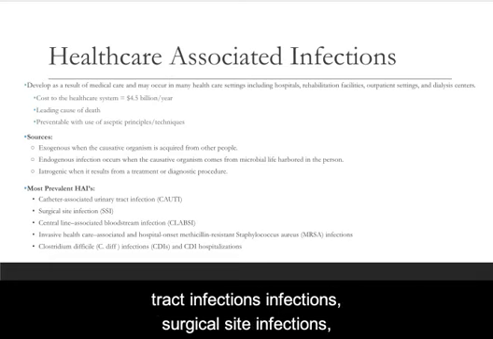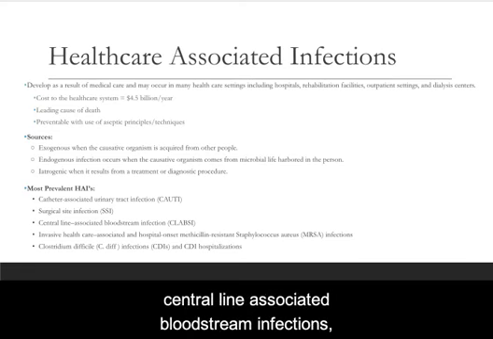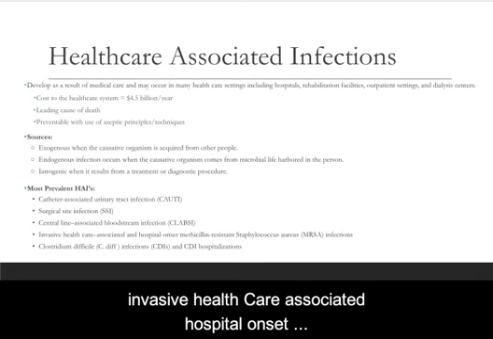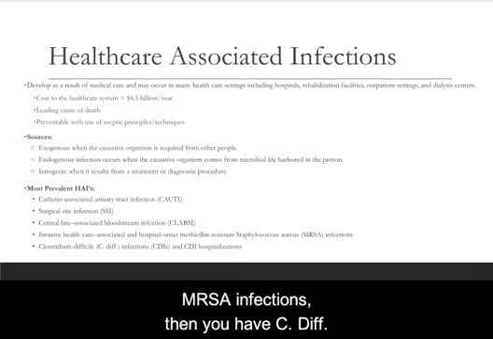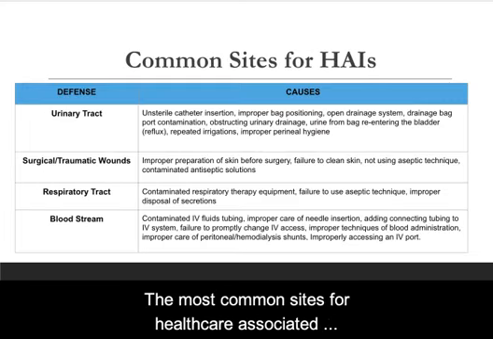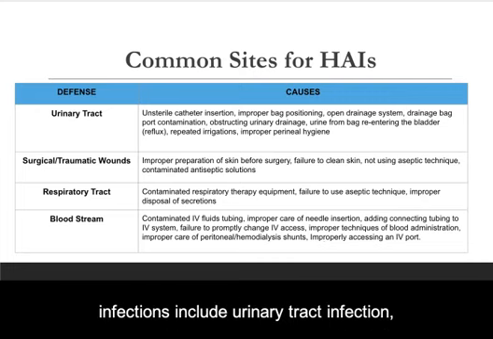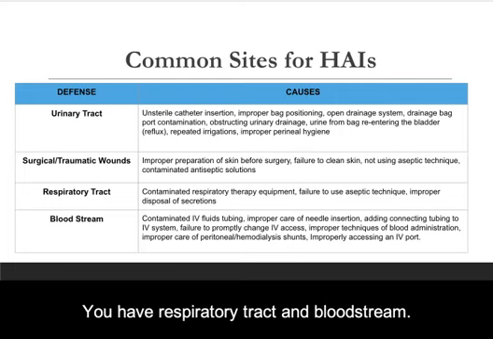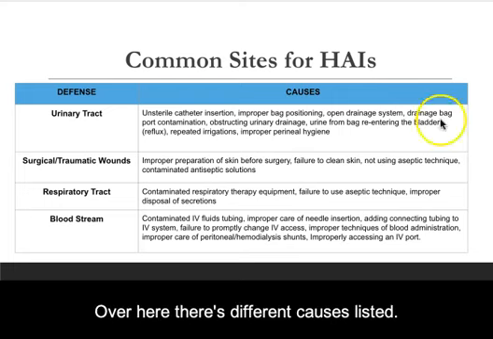So the most common healthcare associated infections are catheter associated urinary tract infections, surgical site infections, central line associated bloodstream infections, invasive healthcare associated hospital onset MRSA infections, and then you have C. diff. These are the most common healthcare associated infections. The most common sites include urinary tract infections, surgical and traumatic wounds, the respiratory tract and bloodstream.